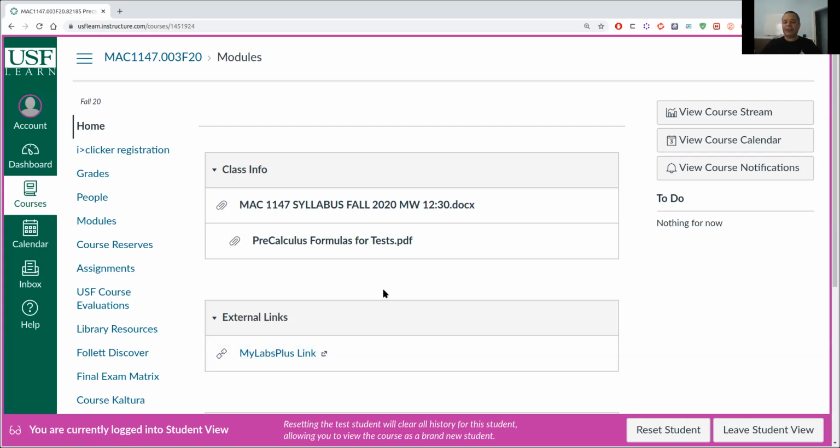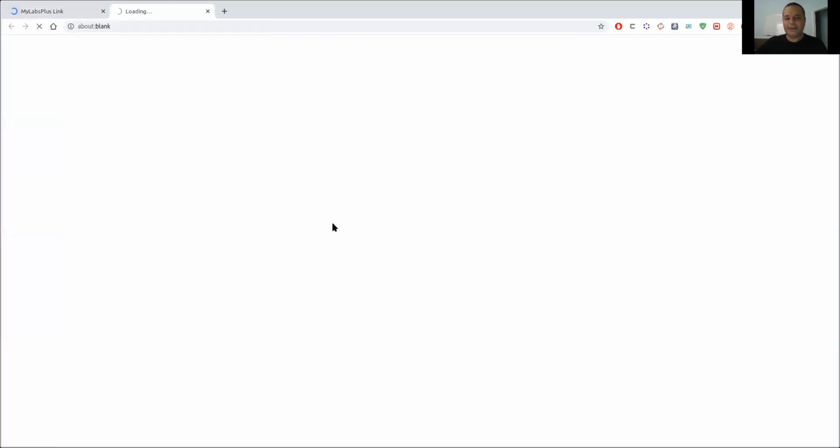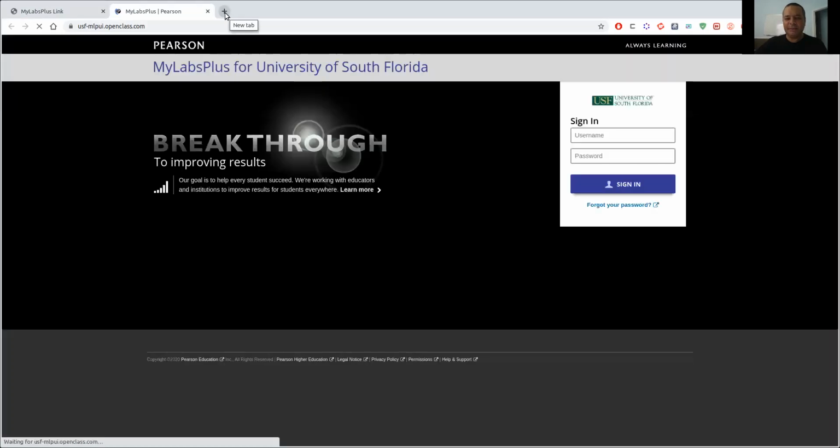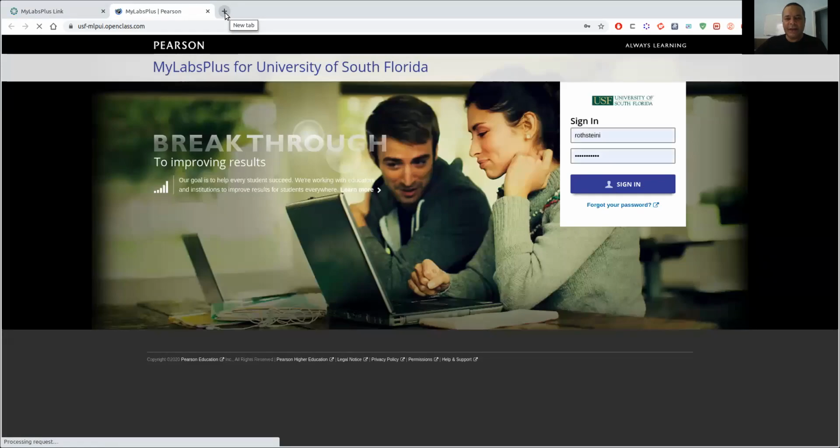Okay, so MyLabs Plus is the place where you're going to be going to do the majority of your work. If you took college algebra here with us in the fall or spring, it's the same program, and you don't have to get it again. If you took college algebra somewhere else, I think you're going to have to do it again, okay? But you click on this link. Now, I personally do not like this link because it takes a while, but it seems to be not taking so long today.